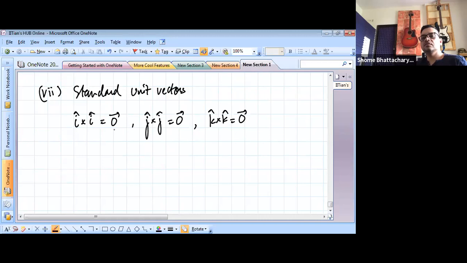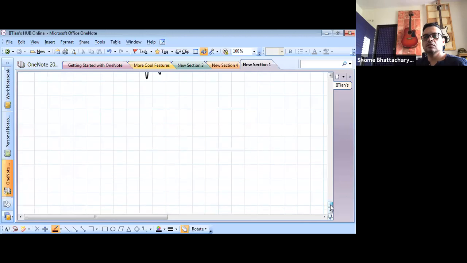Just remember that when you write this in proper notation, this is a vector on the left hand side, so the right hand side has to be a null vector. You cannot write it as just 0. I mean it means 0 only, but technically it's the null vector.